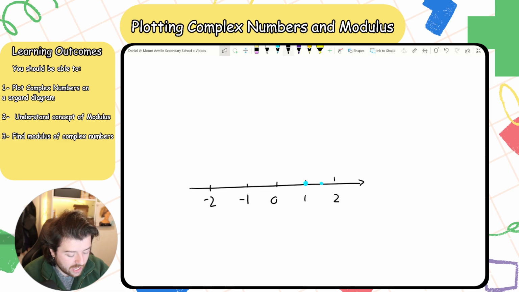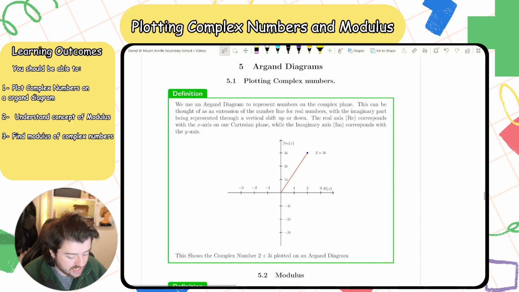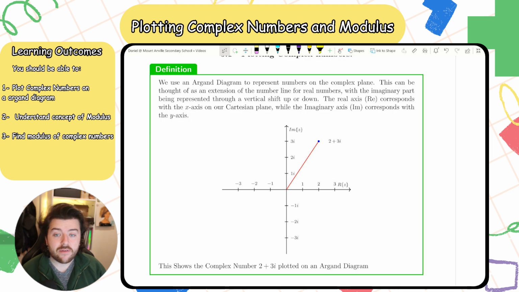But what happens now when we introduce complex numbers and they have imaginary elements? Well, now we introduce a y-axis which will contain my imaginary component. This is known as an Argand diagram. An Argand diagram is used to represent numbers on the complex plane. This can be thought of as an extension of the number line for real numbers, with the imaginary part being represented through a vertical shift up and down, i.e. on the y-axis. So the x-axis corresponds with the real part of the complex number, and the y-axis corresponds with the imaginary part of the complex number.